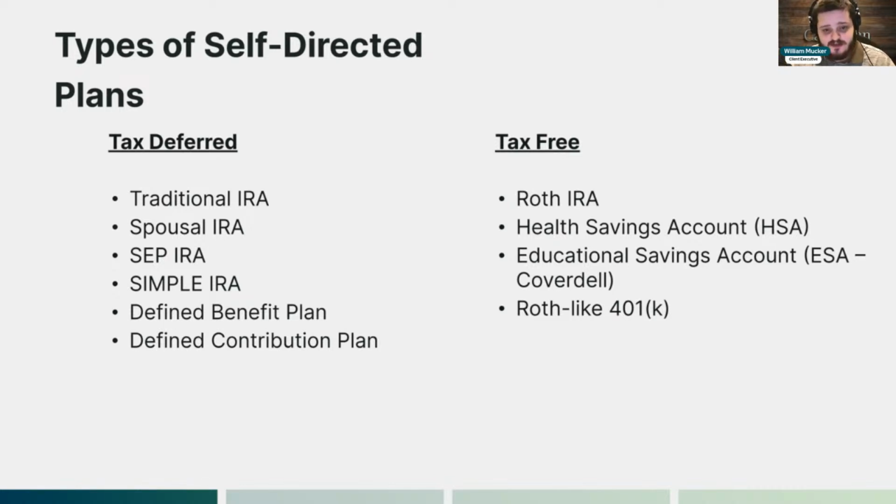And then on the other hand, you have your tax-free bucket: your Roth IRA, and your health savings account, which is the only account of its type where the contributions are tax deferred, and if used for an eligible medical expense, the distributions are also tax-free. More tax-free accounts are the educational savings account or Coverdell, and the Roth portion of the 401(k)s.